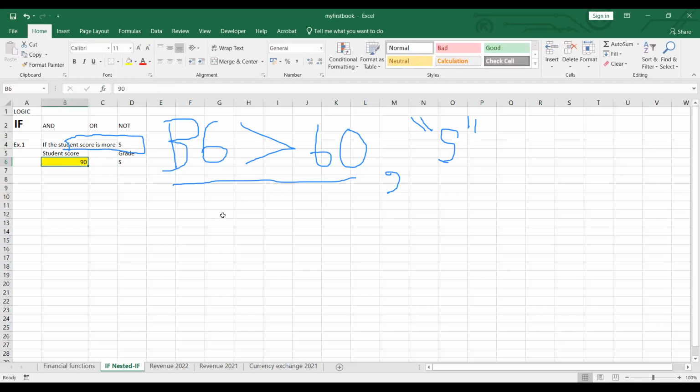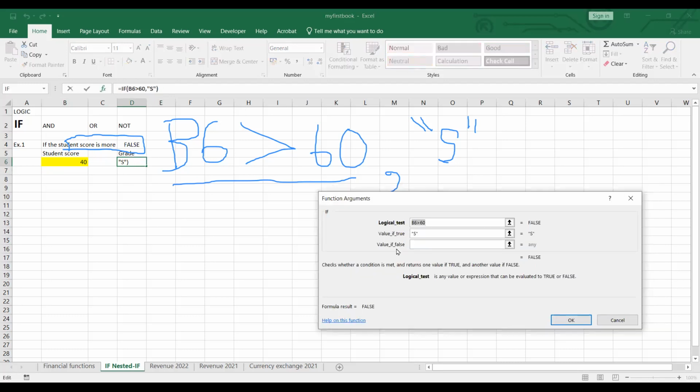But if I put 40, you can see that for a person who gets 40, it will show FALSE. What does it mean? You can see that in here, because value if false, you don't enter anything. That's why when you don't enter anything in the value if false, it shows FALSE for you as a result, because you have to know that the logical value, normally when the IF function is performed, it shows two possible values, TRUE or FALSE.